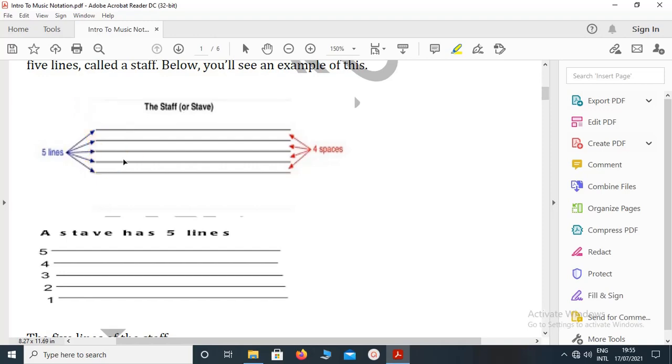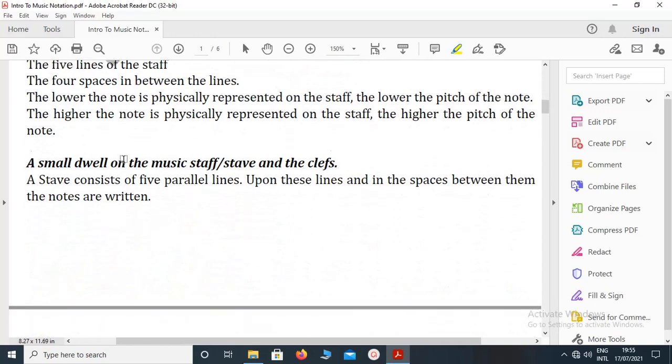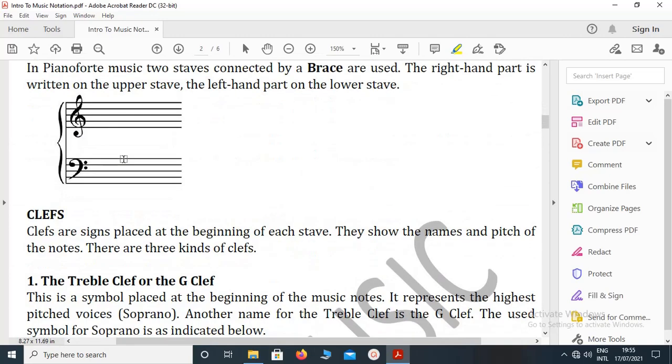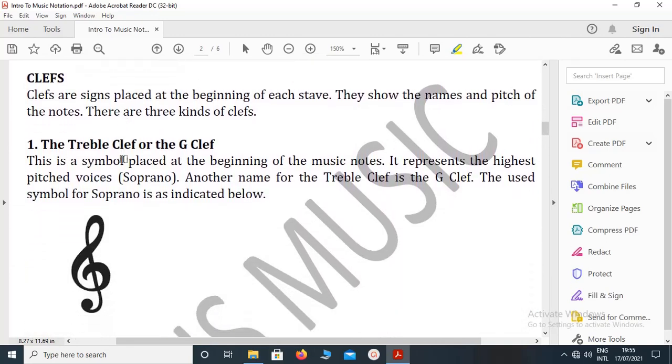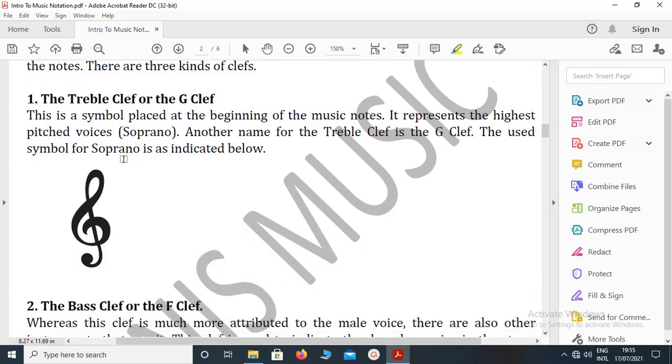So the first clef that we have to look at is the treble clef, or the G clef. This is a symbol placed at the beginning of the music. It represents the highest pitched voice. The highest pitched voice is soprano. Just imagine someone singing those high notes and you're like, wow, what a blessing. So that is a high pitched voice.